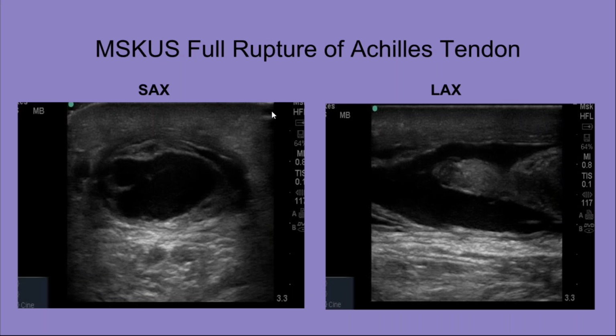This picture here would be what a full rupture of the Achilles tendon would look like. This isn't my patient, by the way. I just want to give you a picture of what a full rupture would look like. This would be the short axis view. You can see there's absence of the fibers of the tendon there. And in the long axis view, you can see there's retraction of the tendon here. This is all the area where the tendon should be. This is all the retraction of the tendon in long axis view. So obviously you can see there's no fibrillar pattern, there's no tendon.